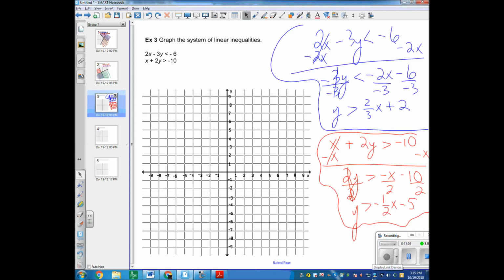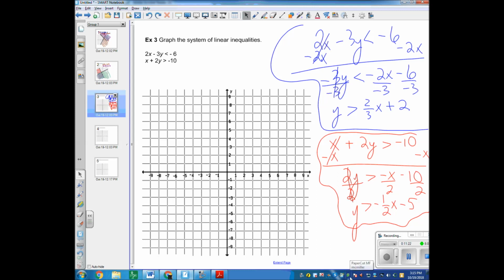All right, check it out, peeps. The top inequality, I subtracted 2x. I divided everything by -3. We have to remember that when we multiply or divide an inequality by a negative, we have to reverse the direction of the inequality symbol. We divided by -3. The symbol has to reverse direction.